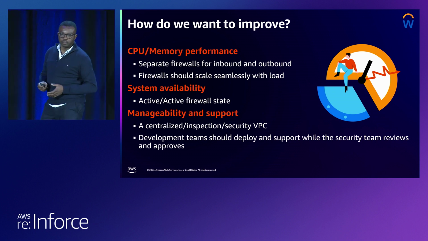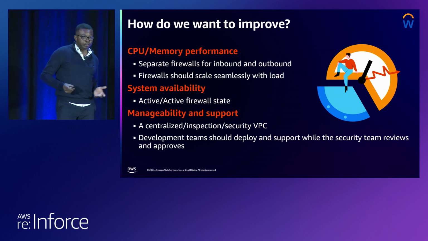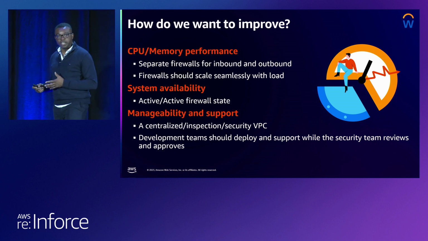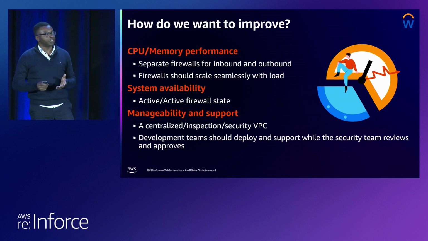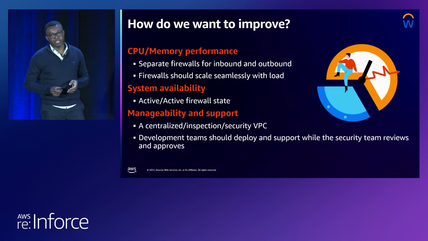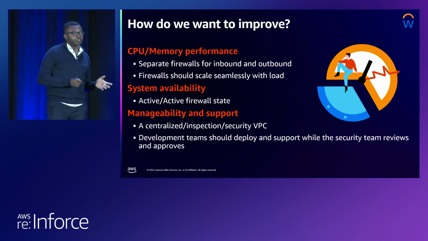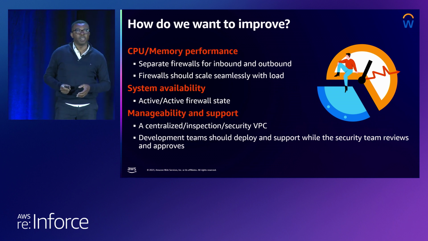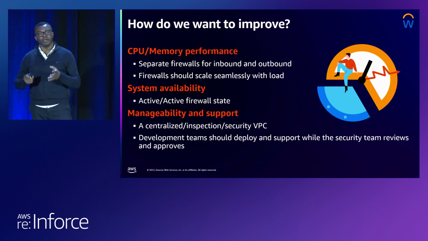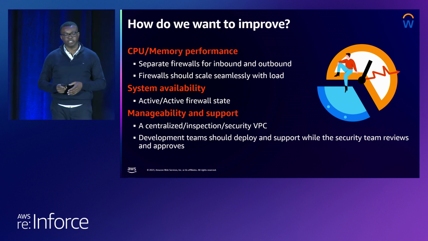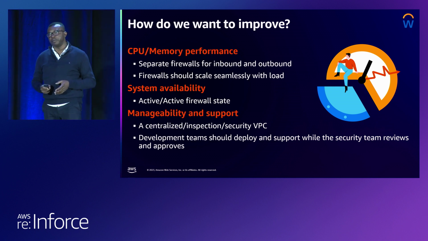So what we did was, first of all, identify the areas we needed to improve, and then ways to improve on these areas. We identified the CPU and memory utilization issue, system availability, and as well manageability and support. The first thing we did to solve the prevailing load issue on the next-gen firewalls was to separate the firewalls based on their functionalities. So we had some next-gen firewalls to handle inbound inspection, and another set of next-gen firewalls to handle outbound inspection. And that helped us to fix the prevailing performance issue at that time.